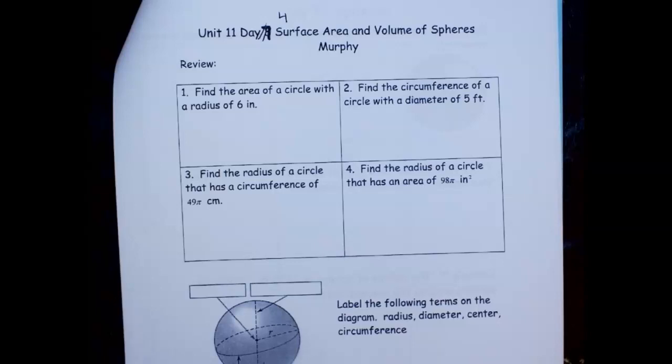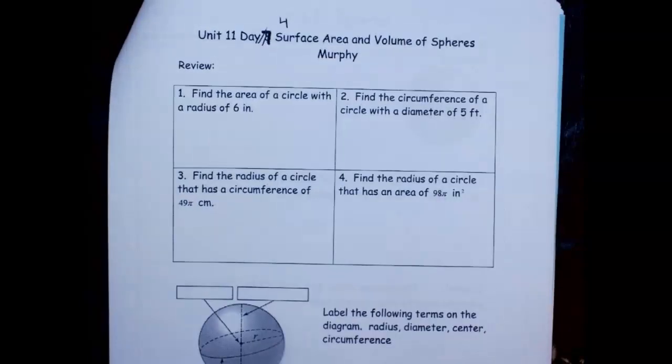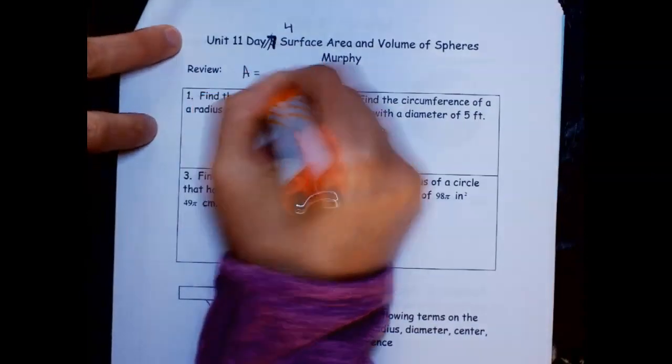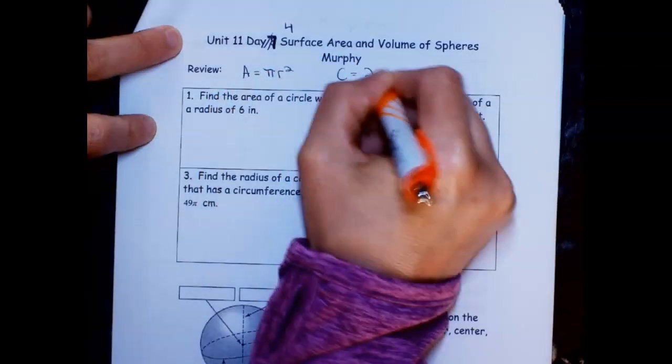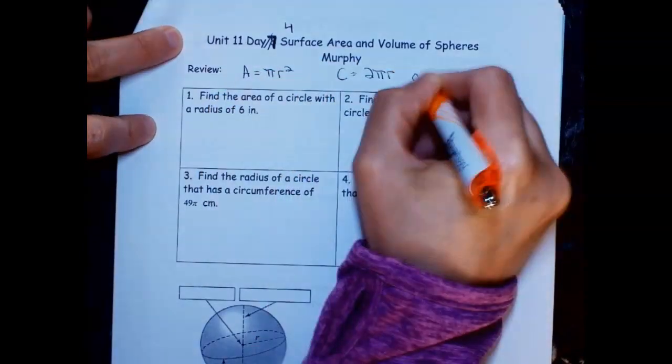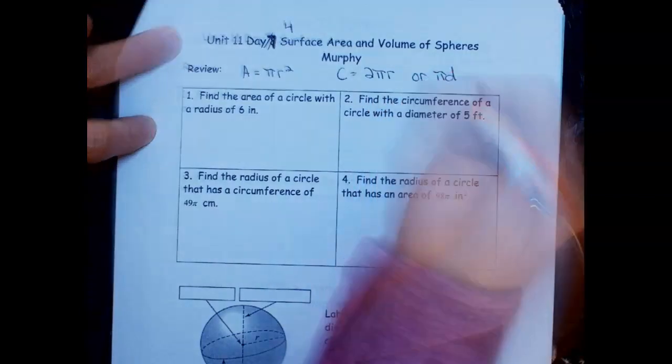Again, just keep that formula sheet out because that formula sheet really is going to help you through most of the problems. And just a little bit of review, when we're talking about spheres, we're talking about circles as well. So a few formulas, and these are on your formula sheet. Remember, the area of a circle is pi r squared, and the circumference of a circle is 2 pi r, or pi times the diameter.